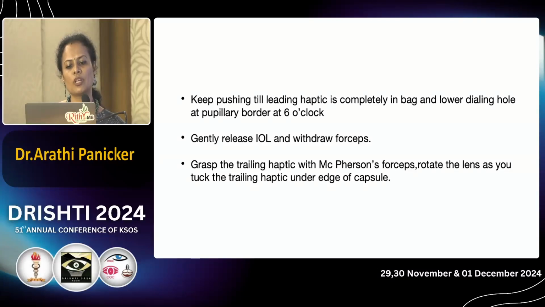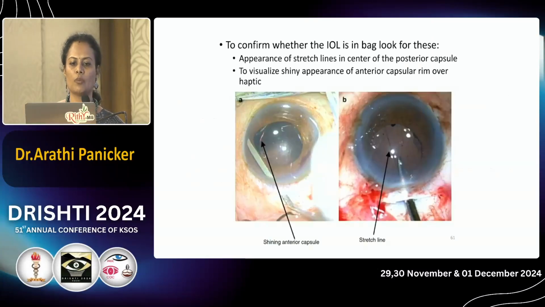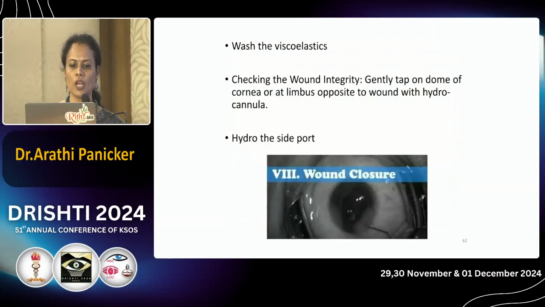Grasp the trailing haptic with McPherson forceps, rotate the lens, and then tuck the trailing haptic under the edge of the capsule. Now, to confirm whether it is really in the bag or in the sulcus: if it is really in the bag, you can see the stretch lines in the center of the posterior capsule and also visualize the shiny appearance of the anterior capsular rim over the haptic.